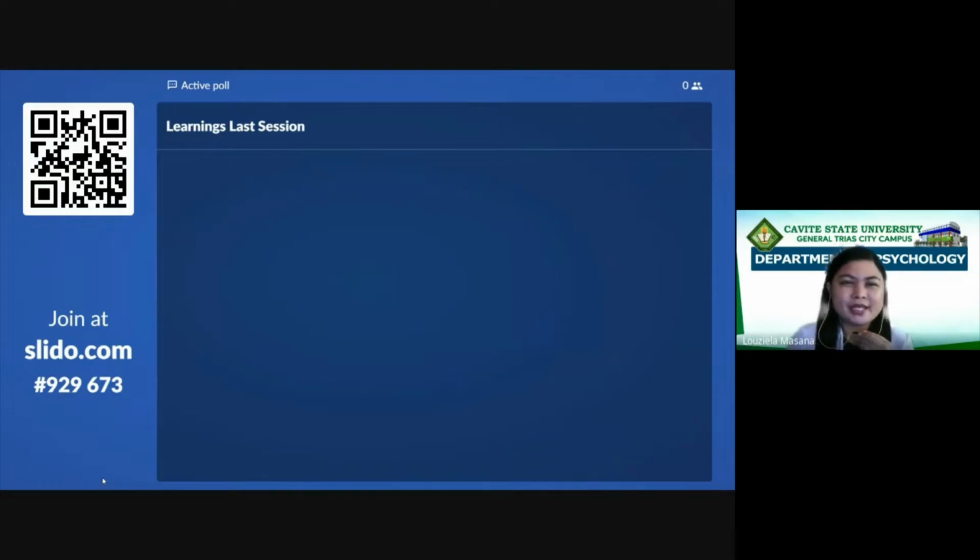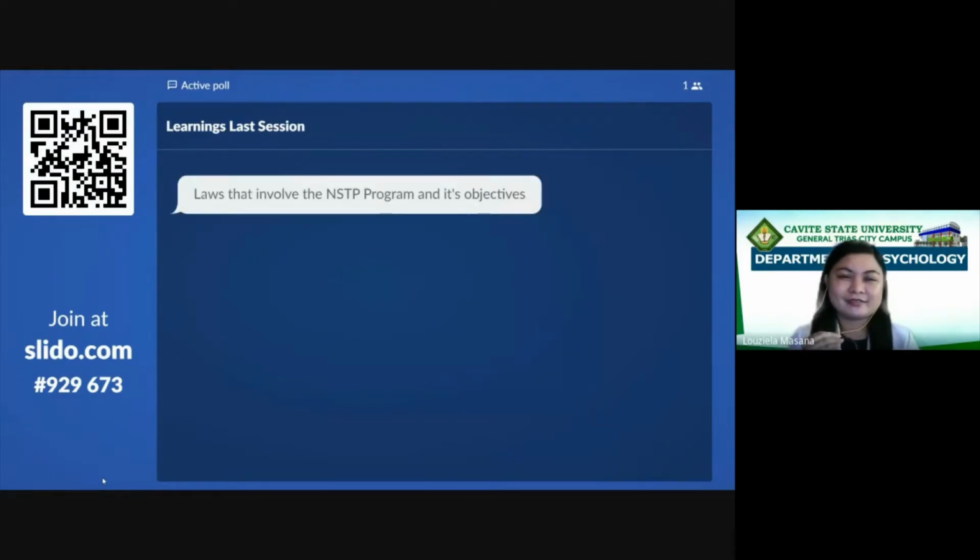Ano kaya yung inyong mga learnings last session? So we are waiting for the answers. Those who cannot access, you may type your answers on the chat box and then later we will try to look at that. Pero if you can access the Slido app, it would be better para naka-flash yung mga sagot o yung inyong mga sagot. Okay? So wala pa tayong nakikitang sagot. 0 pa rin, no? Tingnan natin. Go! Motivate natin yung mga sarili natin. The learnings last session.